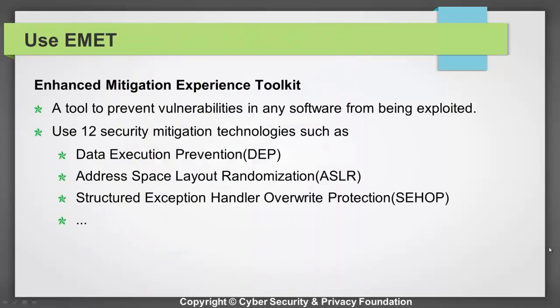Using EMET, the Enhanced Mitigation Experience Toolkit, is also another way to harden the Windows operating system. EMET is a tool made by Microsoft which helps prevent vulnerabilities in software or applications from being exploited. It makes use of 12 different security mitigation technologies such as DEP, ASLR, SEHOP, and various other security mitigations. In the demo part, we are going to have a more detailed look into this tool.